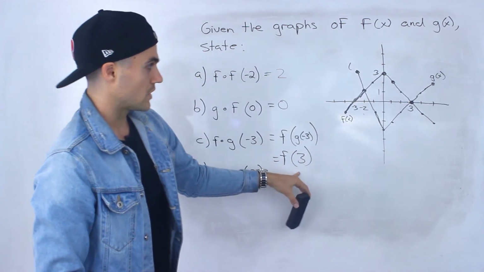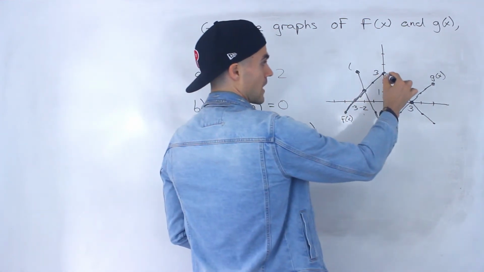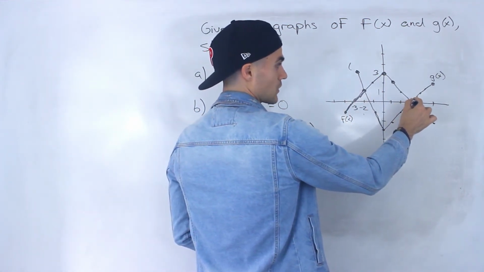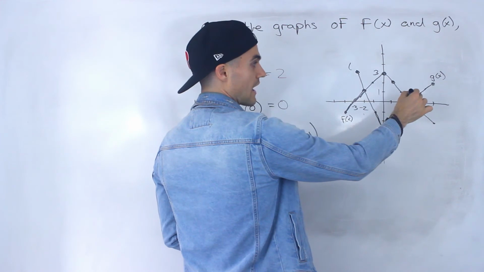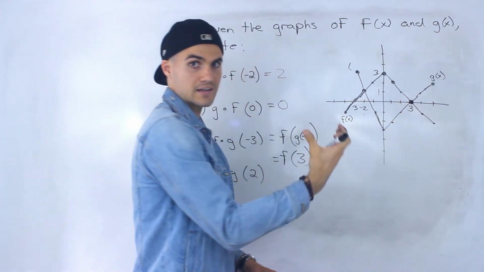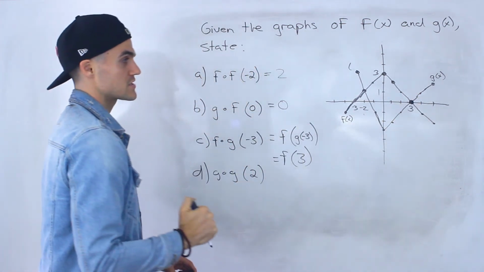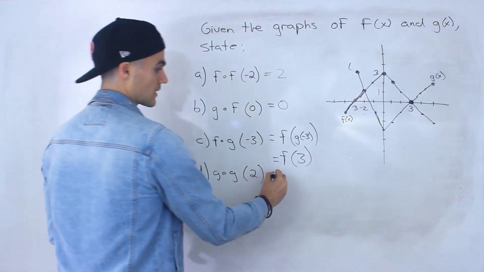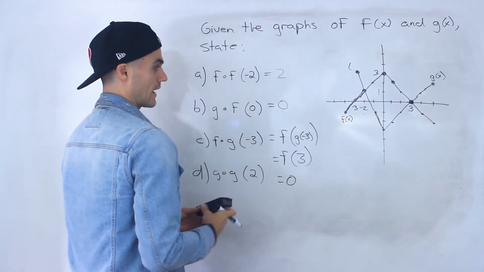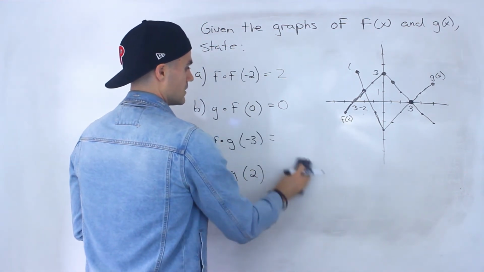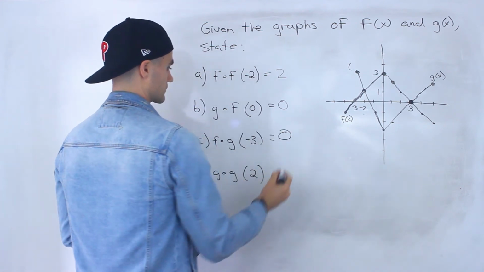And then f of 3, we go on the f of x graph, f of 3 is 0 as well. Notice that g of x and f of x intersect at that x value of 3. They both have a y value of 0 at that x value of 3. So this would end up being 0 as well.